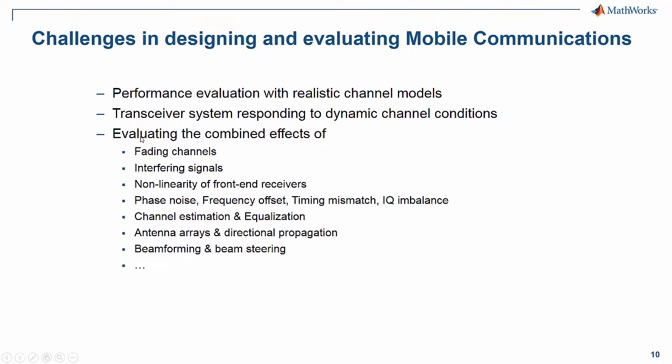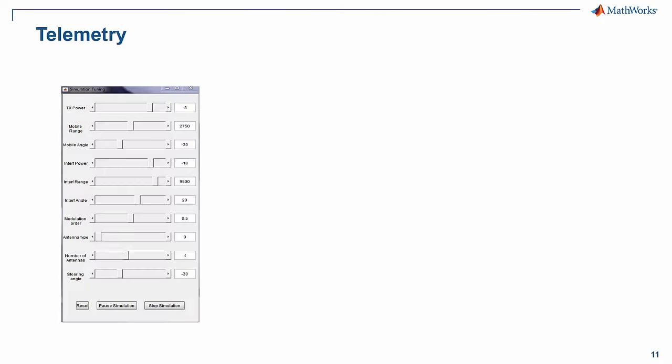Challenges like how do I play with these fading channels? How do I deal with these interfering signals? Can I do some things like beamforming, beam steering? Can I design these antenna arrays? How do I estimate the channel? What kind of equalizers are possible? Can I design my own equalizers? And things like that. So these are some of the challenges which we would like to address.